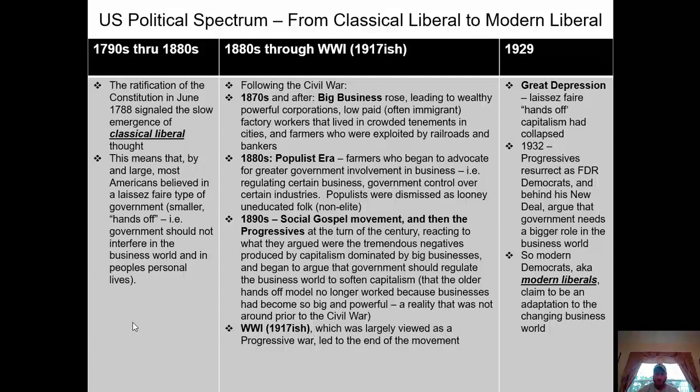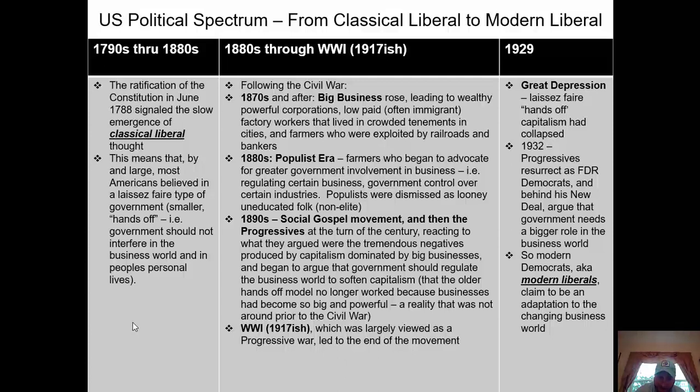It also led to low-paid, often immigrant factory workers that lived in crowded tenements in cities, and farmers who were exploited by railroads and bankers. Railroads would charge farmers a ton of money to transport their crops. They price gouged them. Okay.